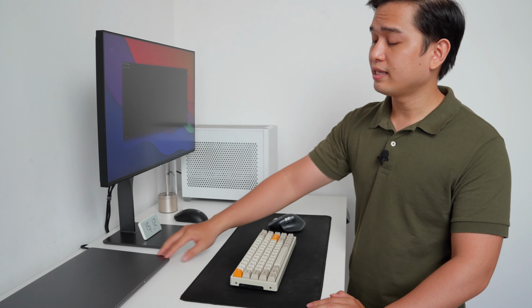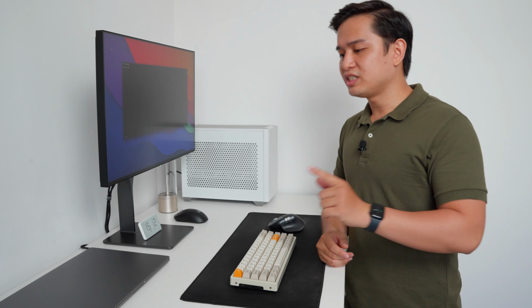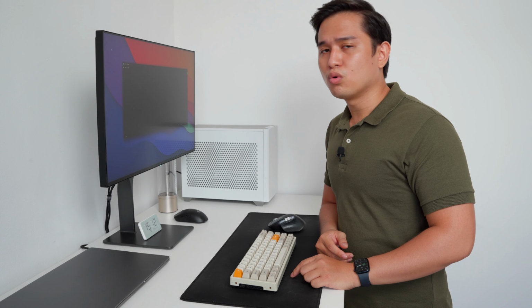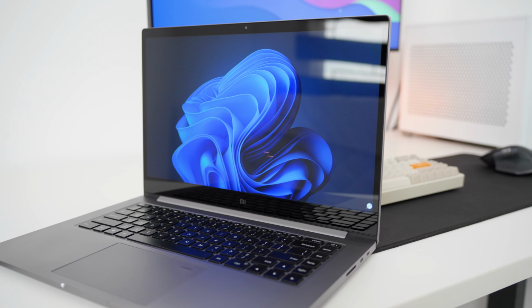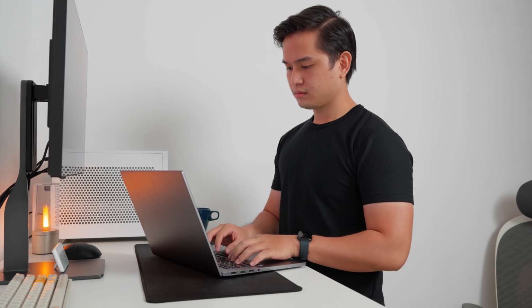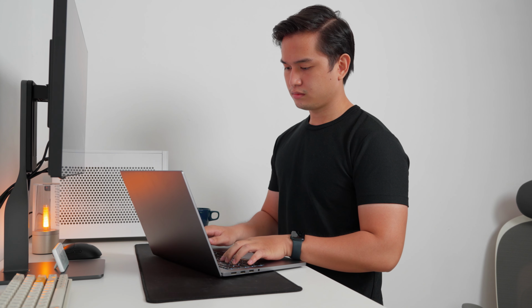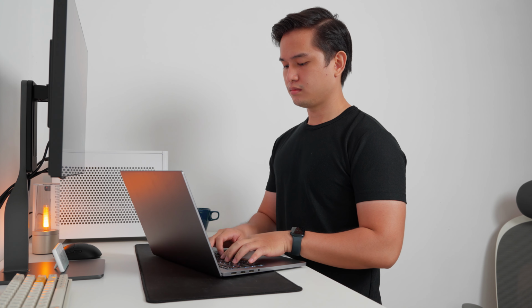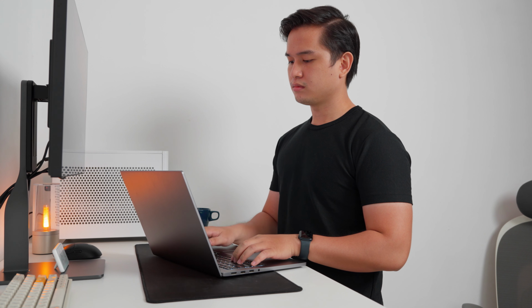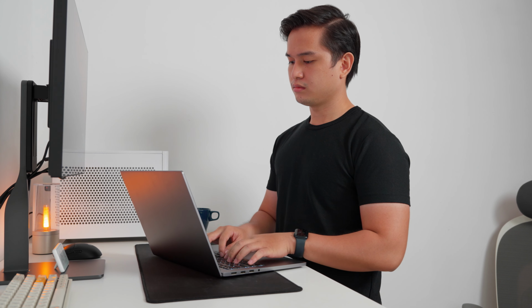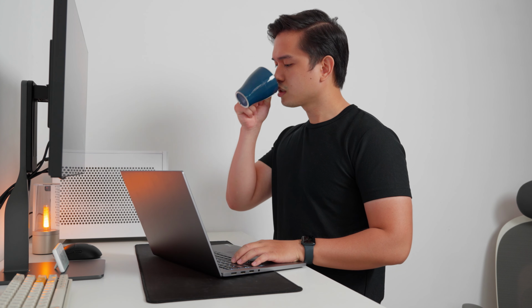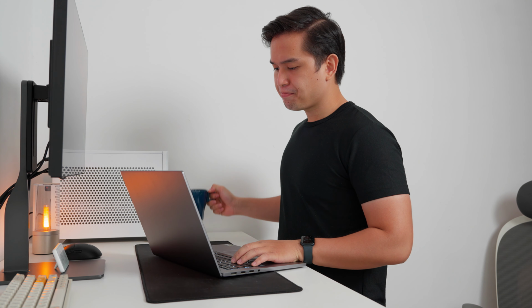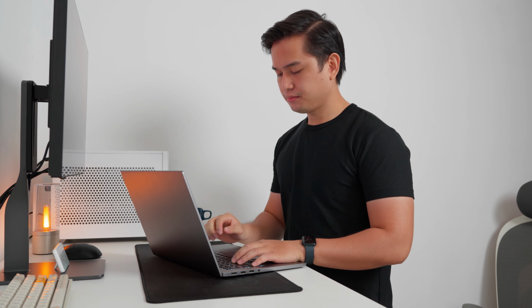I got this in May 2019. This is the Xiaomi Notebook Pro 15. It has an i7-8550 and a GTX 1050 Max-Q GPU. I mainly use this for writing scripts because I don't want to turn on the computer when I'm just writing scripts. That thing consumes much more power than a laptop, and I don't need that much power when I'm just writing scripts.